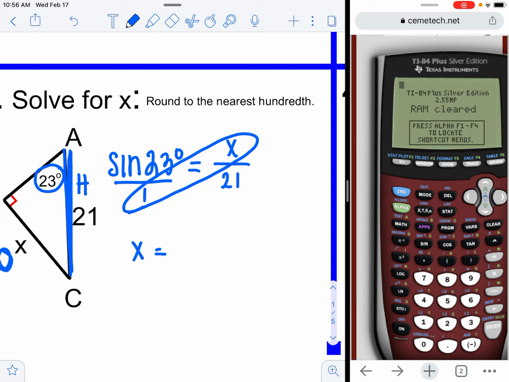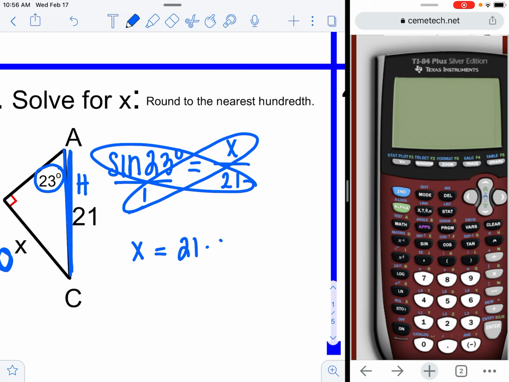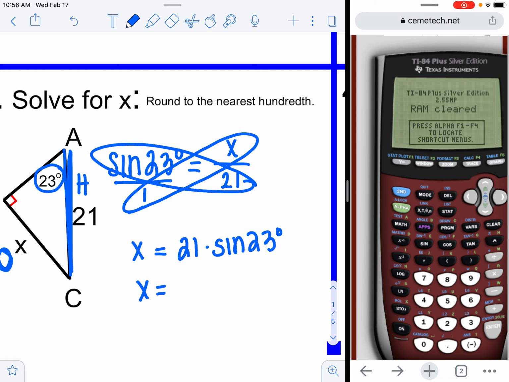Solving for a missing side, so I can put this over 1 and then cross multiply. This has x in it, so I like to multiply it first. 1 times x is x. And then I have 21 times the sine of 23. Notice x is already solved for, so I can pick up my calculator now.